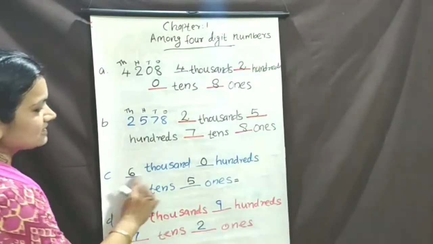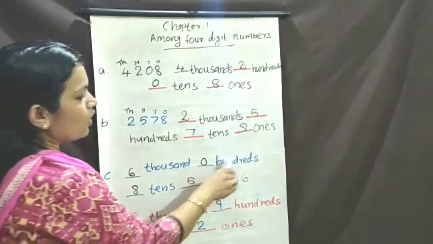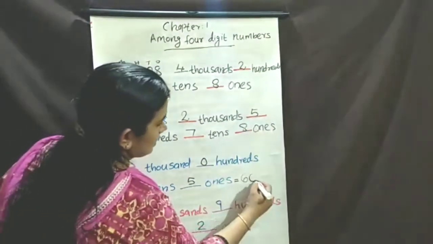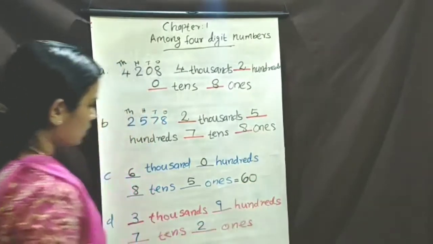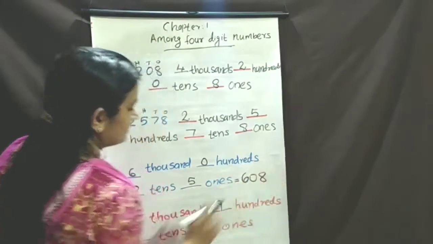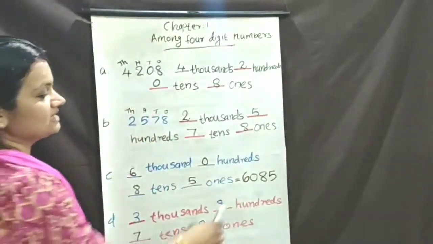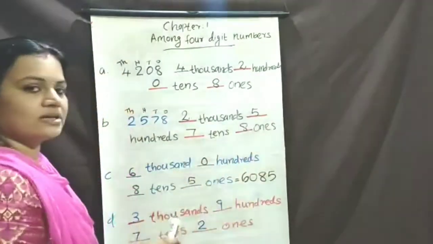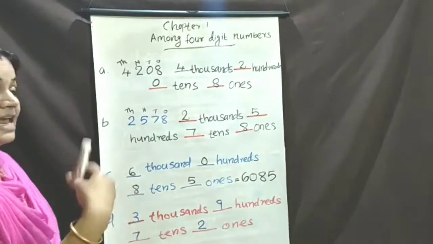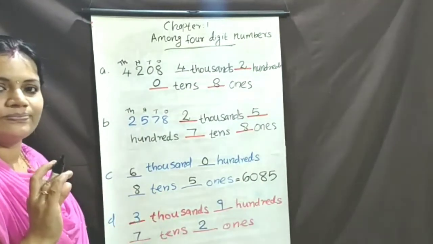Understood? How to write? 6000, write 6 here. 0 hundreds, write 0 next. 8 tens, write 8 here. 5 ones, write 5 here. What is the number? 6085. Understood? If any place is missing, you put a 0 in that place.